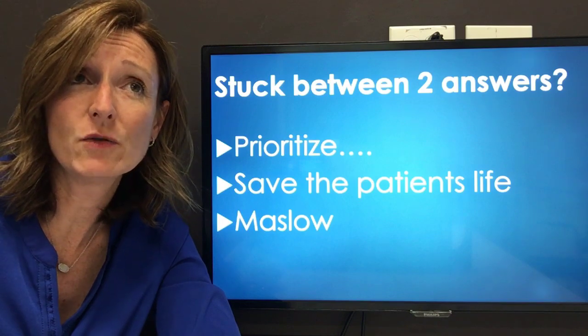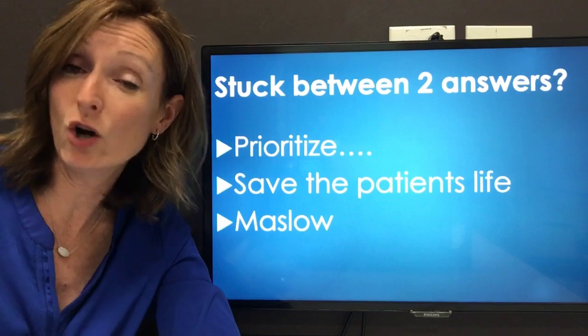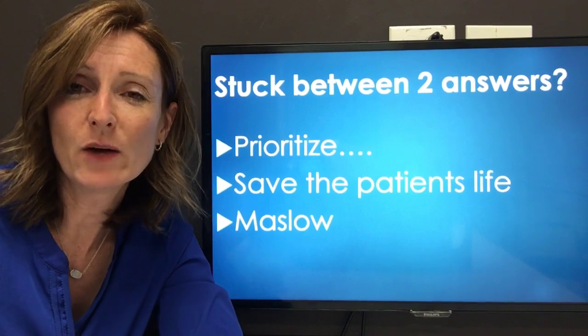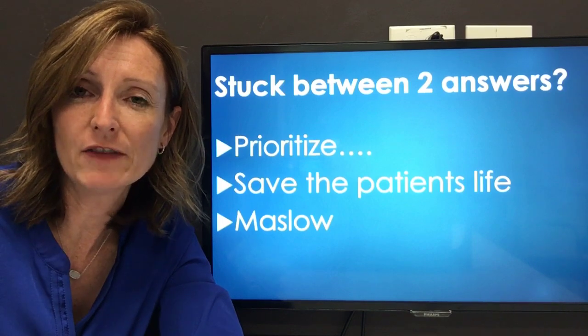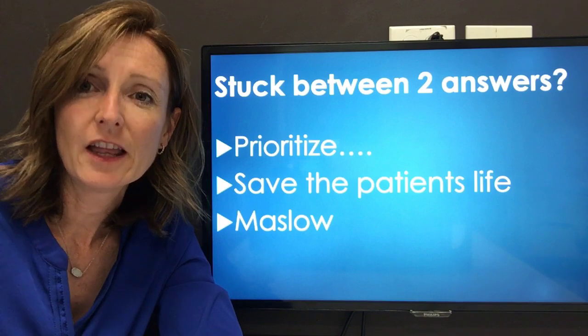And think about if you are stuck between 2 answer choices and you have to do one thing and then you have to go home. You have to leave for the day. You only have time to do one thing. What would that one thing be? What would save that patient's life? That's the correct answer choice.